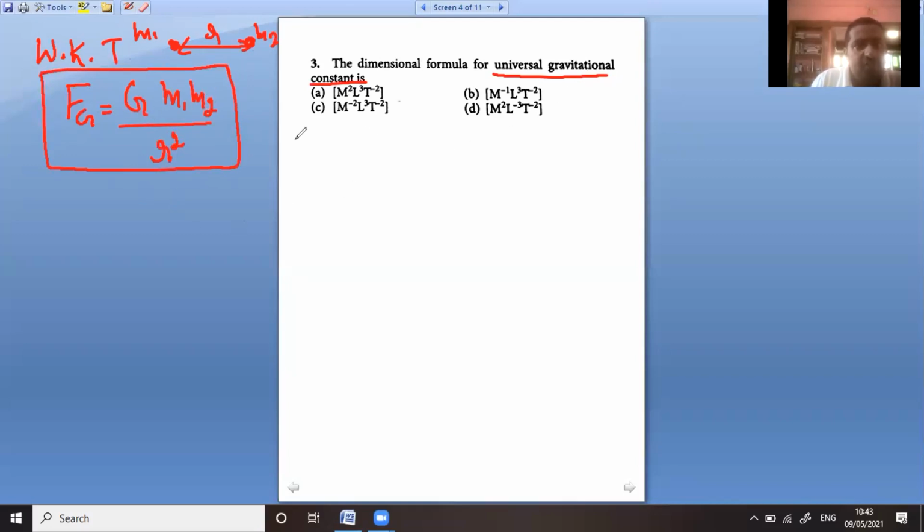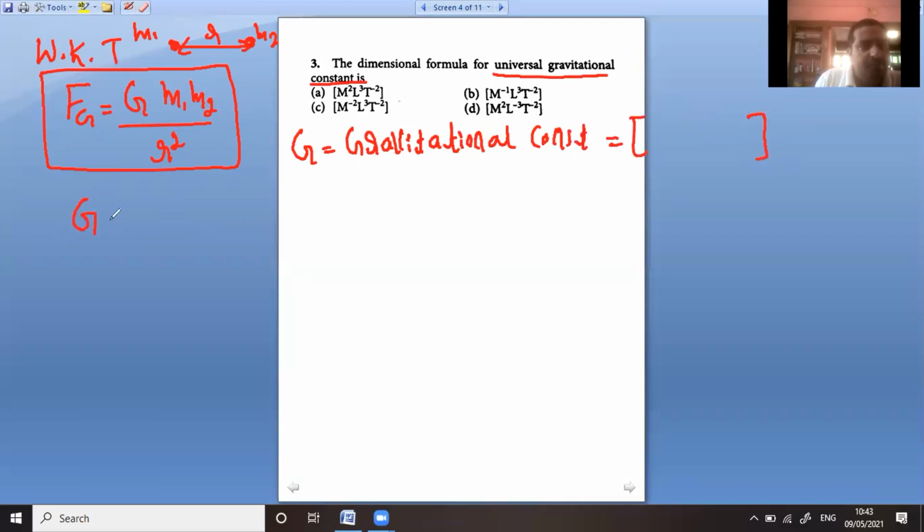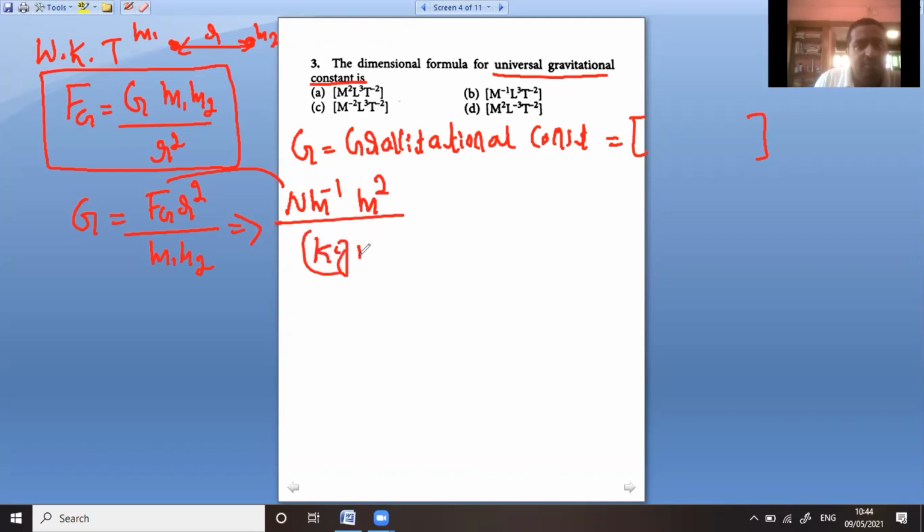Now G is called what? G is the gravitational constant. So our aim is to find out the dimensional formula for the gravitational constant. So in this equation, G is equal to gravitational force times r square divided by m1 m2. Now force is in the unit Newton, r square is meter square, and the denominator is kg into kg.